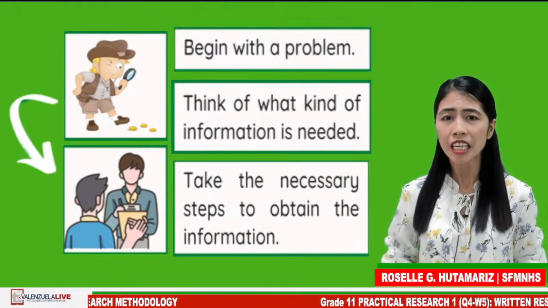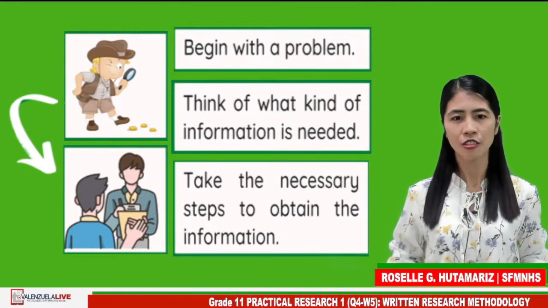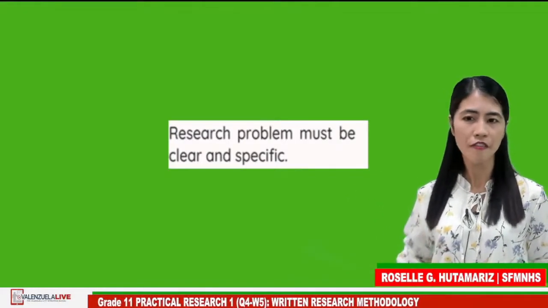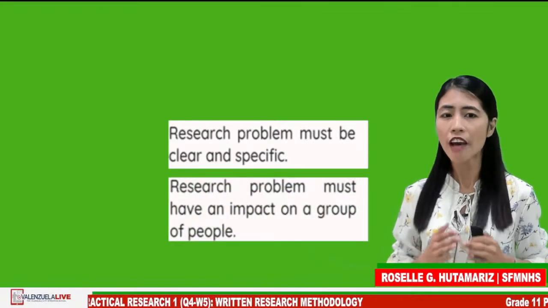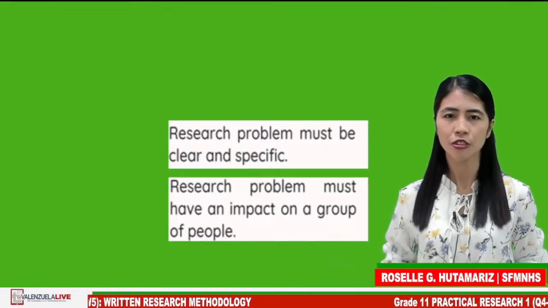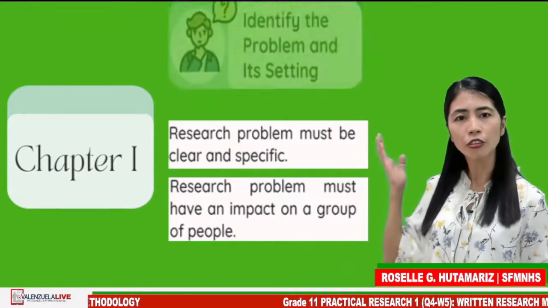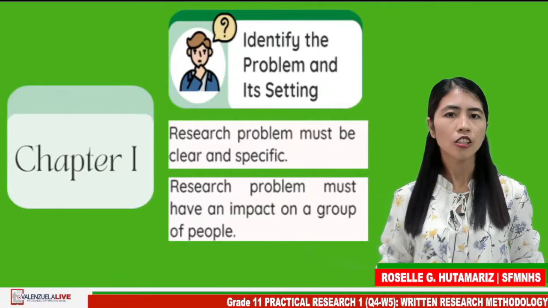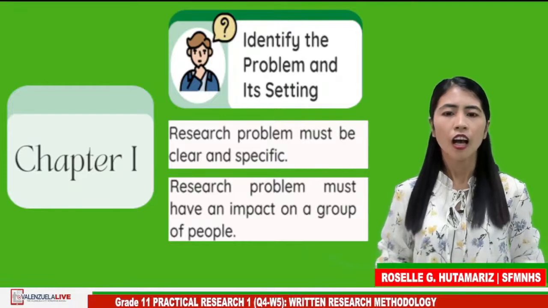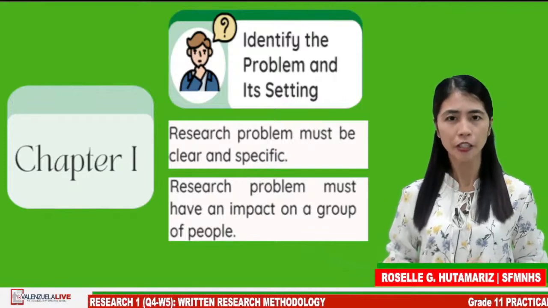Research writing begins with a problem. If there is no problem, there is no need for research. Your research problem needs to be clear and specific. It also needs to have an impact on a group of people to be deemed worthy of research. In the first chapter of your research paper, which is aptly called The Problem in Its Setting, you will discuss comprehensively what your problem is. You will explain how that problem came to be and who are affected by that problem.